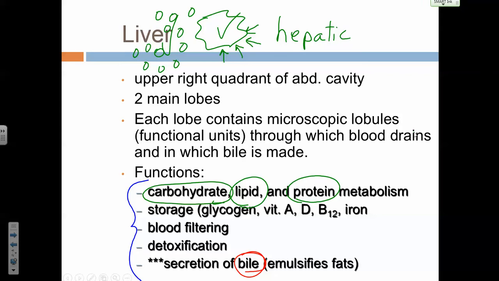It's like chewing the fat. It's like your teeth do. They break down big pieces of food into smaller pieces. It's a type of mechanical digestion. It's not chemical, it's mechanical.